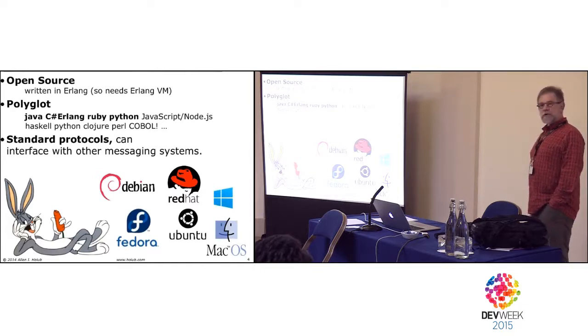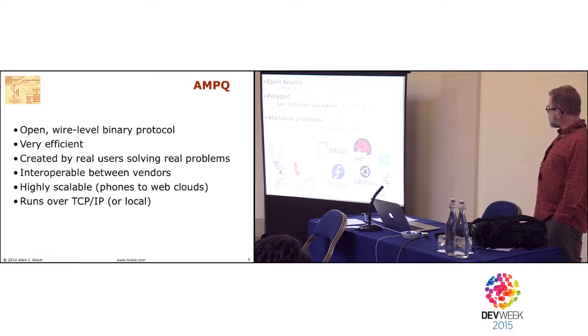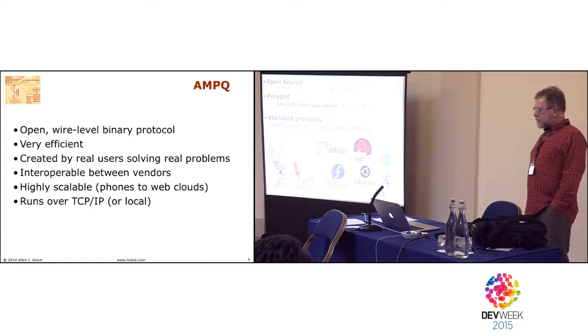It's polyglot in the sense that there are a gazillion bindings into Rabbit. Just about any language that you can imagine can talk to Rabbit, from JavaScript to C#. And it does use a standard protocol. It's built on AMQP. We'll talk about that in a second.